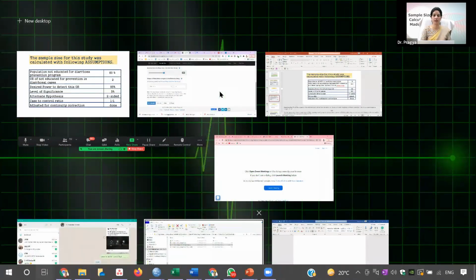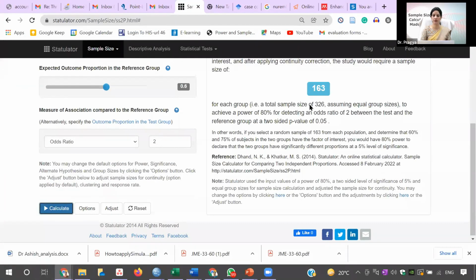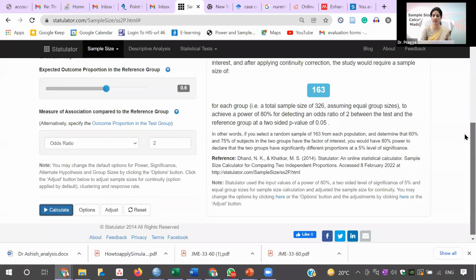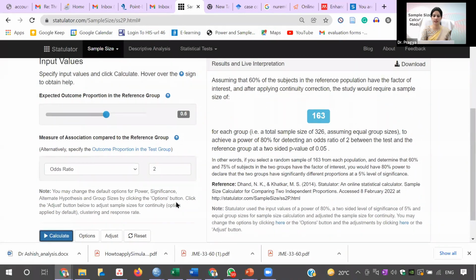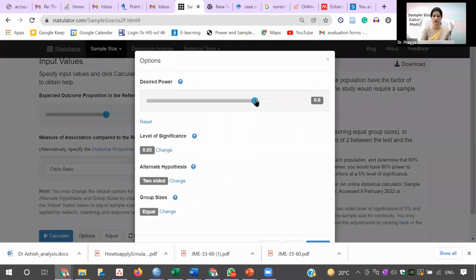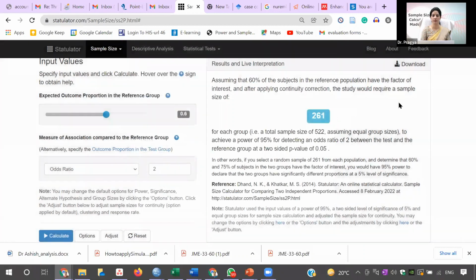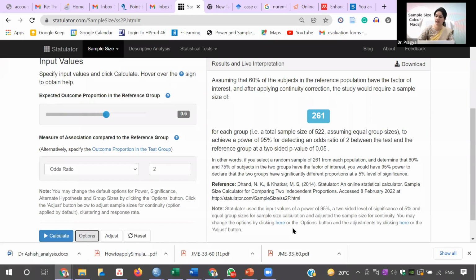So if I calculate this, then the calculated sample size is 163. But again, you will see that in this case, the power is 80%. So it has not updated. By default, it is taking 80%. So I have increased this and updated this. So it is 261 now. With this 261, but what was the problem? That person was thinking that he can only take 160 cases because that is the number of cases he will receive. But the calculated sample size is 261.